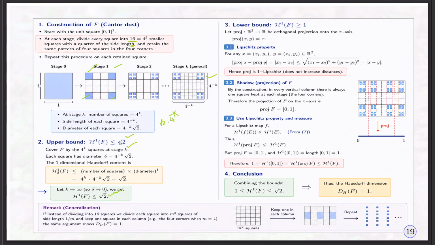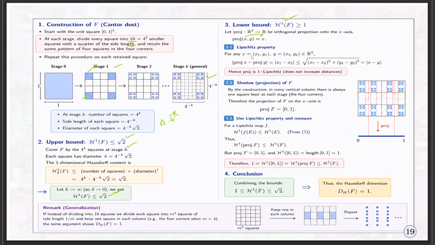Now, this is the upper bound; we will try to find the lower bound of H^1 of F. Let us define the projection from R^2 to R by orthogonal projection onto the x axis. That means the projection of (x, y) will project to x on the x axis. What is the Lipschitz property?